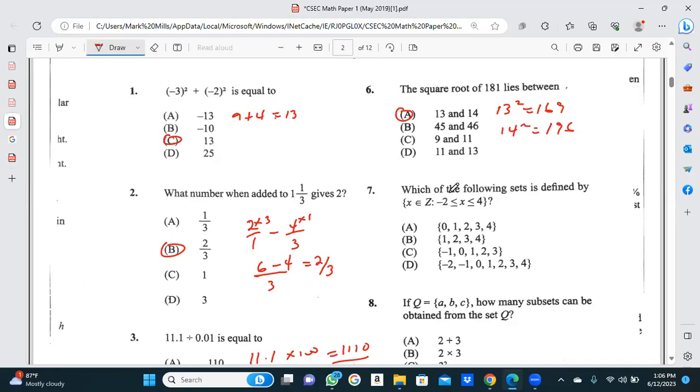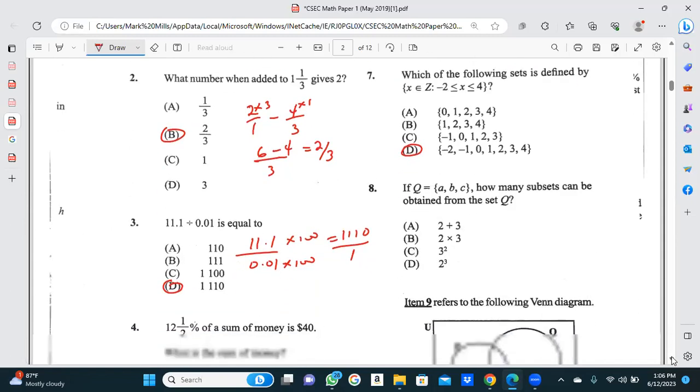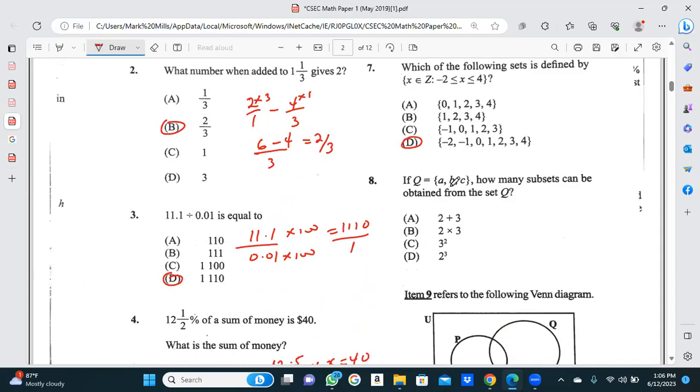Number 7. Which of the following sets is defined as -2 less than or equal to x less than or equal to 4? Which one is that? D. Number 8. How many subsets can we obtain here? D, 2 times 2 times 2. So we go D. All right.